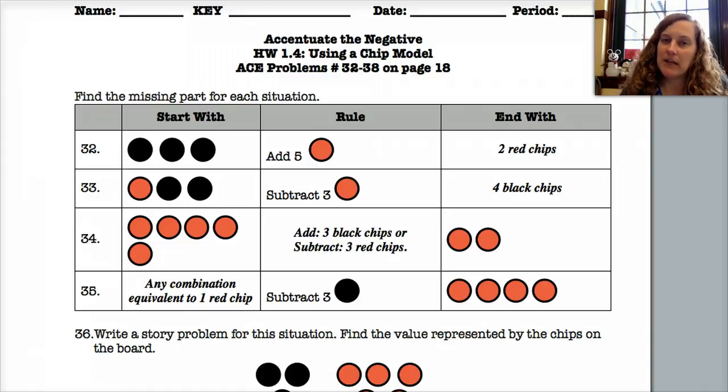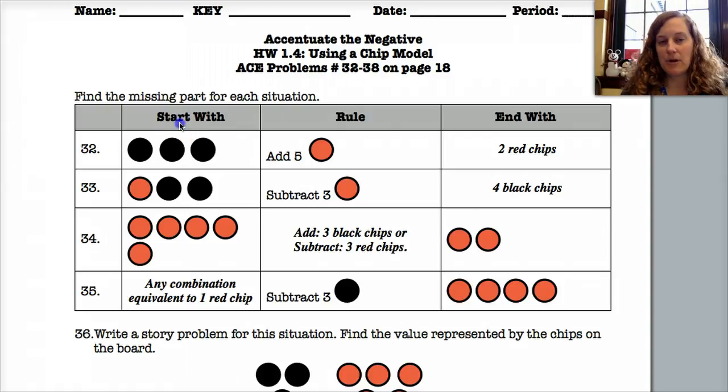So remember in class today we talked about using chip models, that you can use red chips to represent negative numbers and black chips to represent positive numbers. If you then put your red chips and your black chips together to model a problem, for example, owing $6 is 6 red chips, getting $4 is 4 black chips. If you put the 6 red chips and the 4 black chips, the 4 black chips cancel out with 4 red chips, and that leaves you 2 red chips, or negative $2. So that was the idea behind our homework today, reviewing some of those examples.